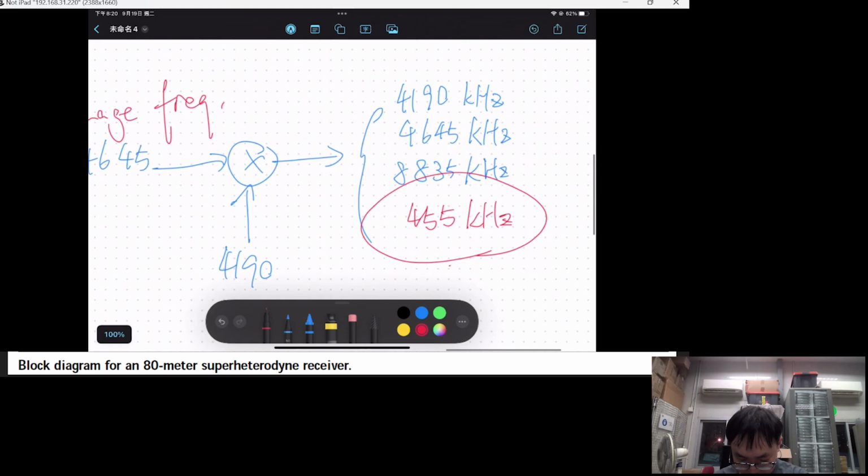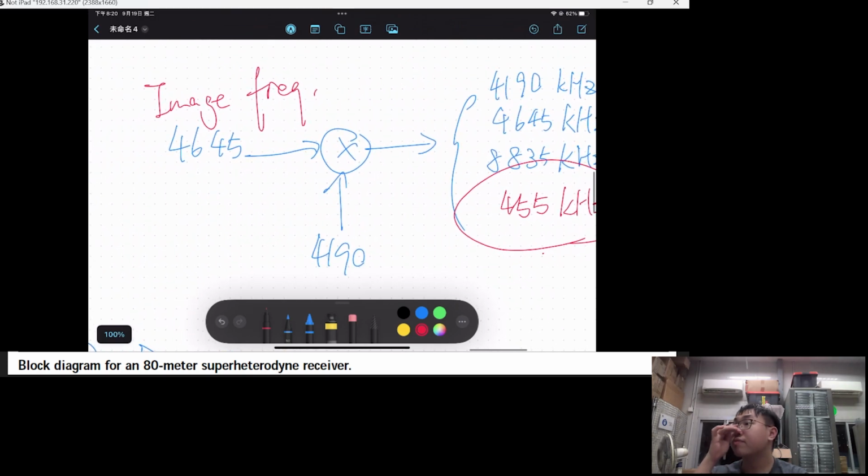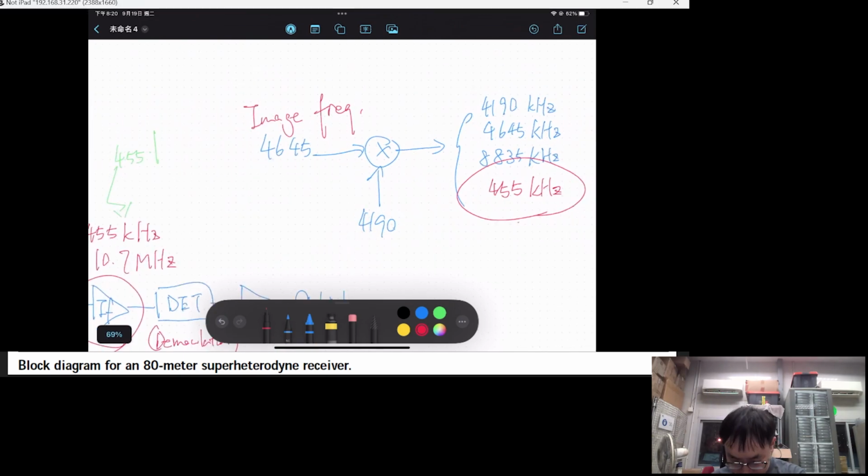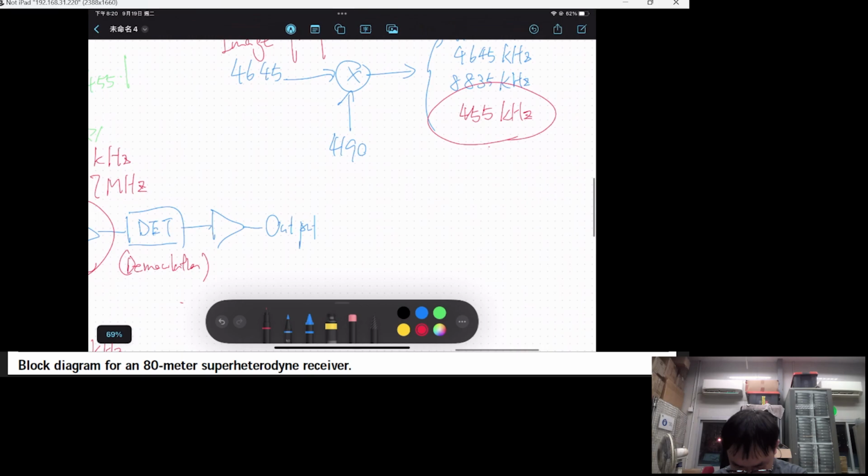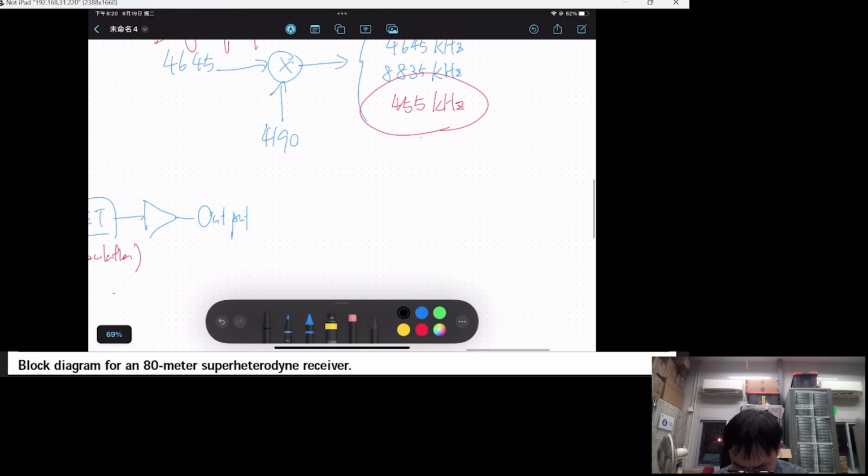This is image frequency. Can we prevent this? Yes, we can prevent it. How? We can add filters in it. This is the low pass filter.